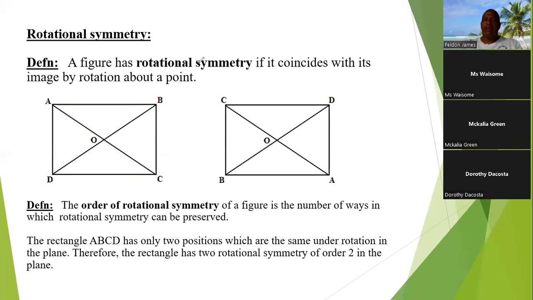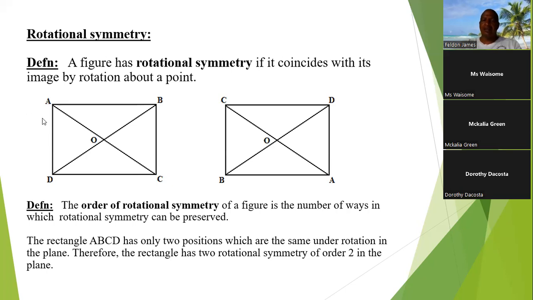And the point at which they come back in line, that's what they call rotational symmetry. So a figure has rotational symmetry if it coincides with the image by rotating. Coincides really means, if you move A around so that it comes back where C is, that's a coincide line or coincide points, right?